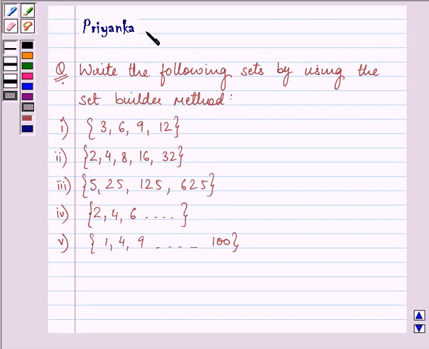I am Priyanka and let us do the following question together. It says write the following set by using set builder method. Now these are the five sets which are given to us and all these are in roster form. We need to convert them in set builder form.